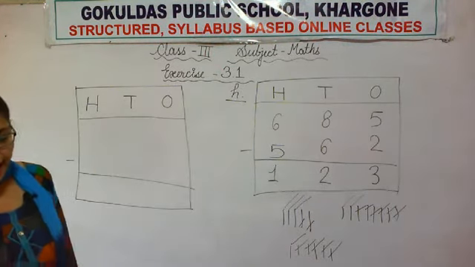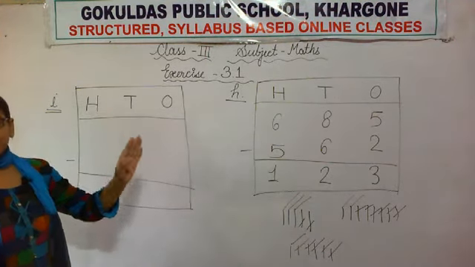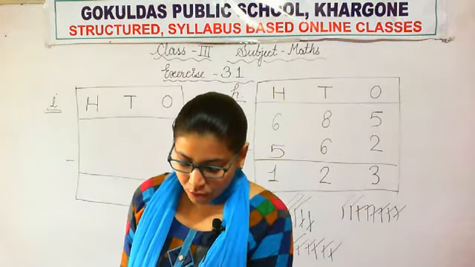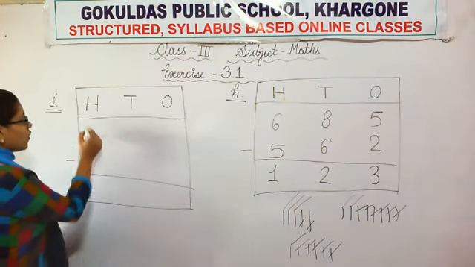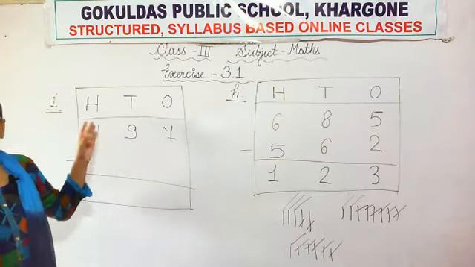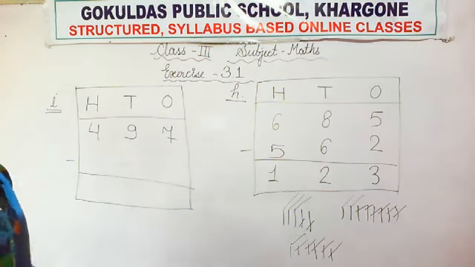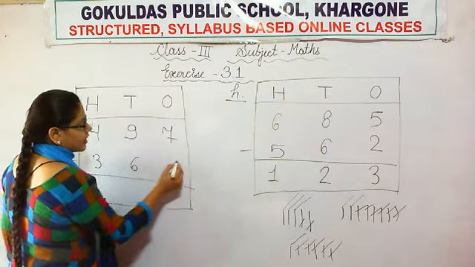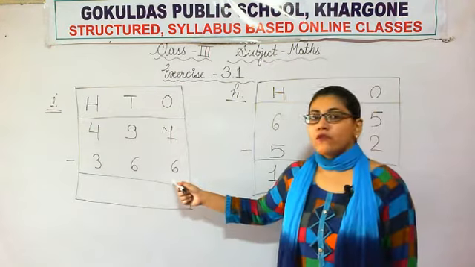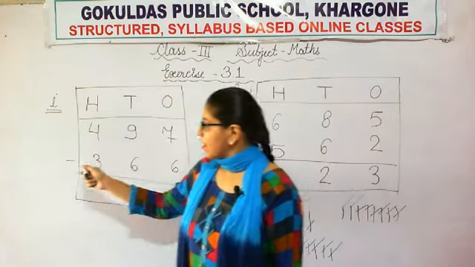That is part I. Again, writing all the places, hundreds, tens and ones, is compulsory for all the questions. Our minuend is 497. We write ones below ones, tens below tens and hundreds below hundreds. Our subtrahend is 366. Now let's start. The very first step is subtracting ones from ones. So 7 minus 6.